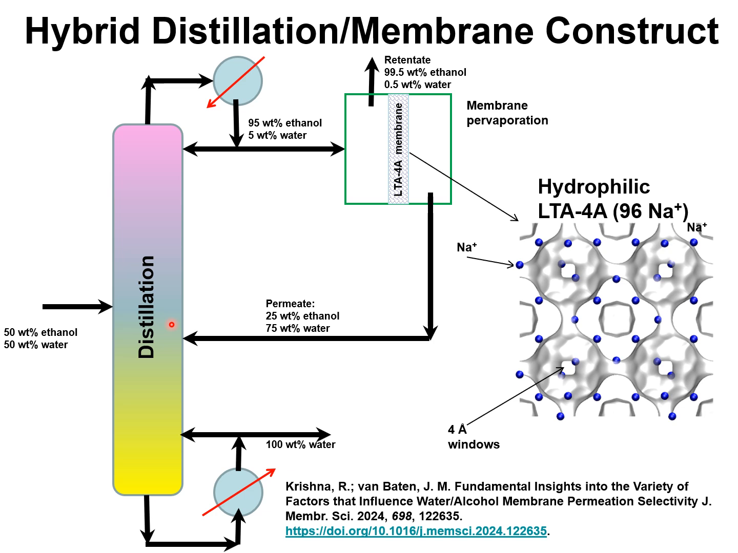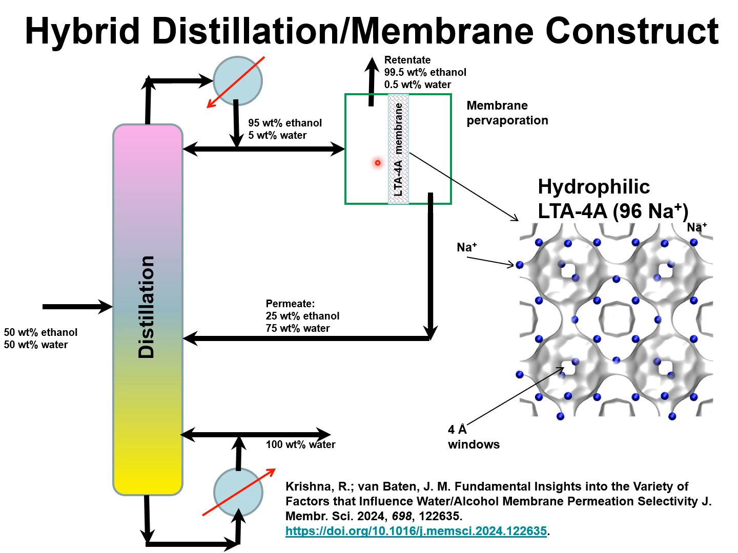Azeotropic and extractive distillation are energy intensive, and a practical solution for energy reduction is to have a hybrid distillation-membrane construct in which the top product from the distillation unit is fed to a membrane pervaporation device with a thin layer of membrane such as LTA 4A zeolite.